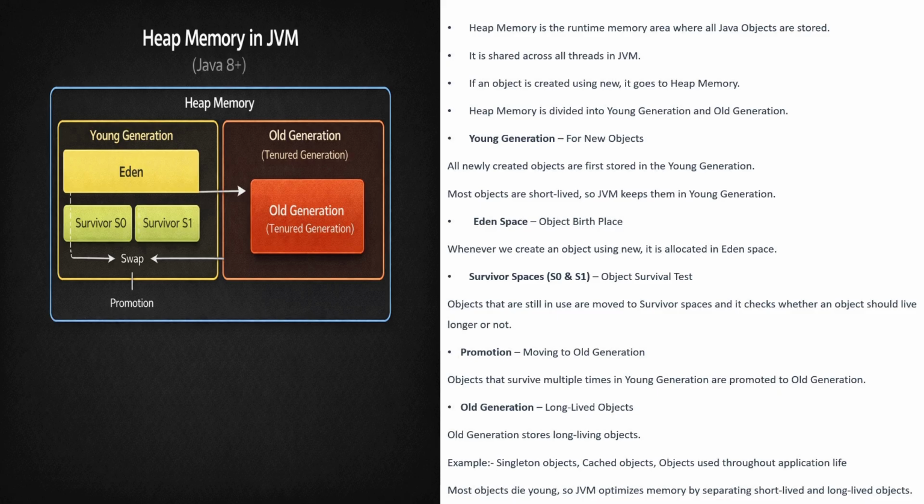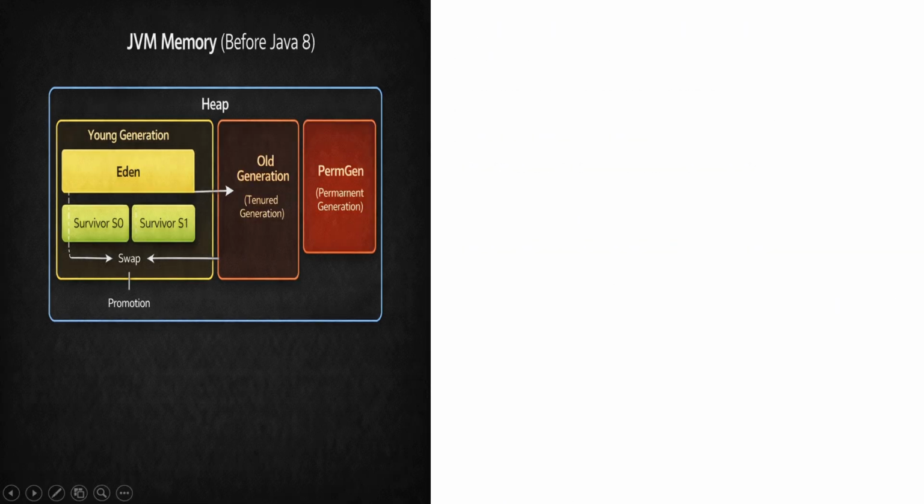Now let's move to the next part, metaspace. Before moving to the metaspace concept, let's see a concept called perm generation, which was introduced before Java 8. The perm generation concept comes inside the heap area. In the heap area we have young generation, old generation, and the third is the perm generation, which we are going to see now. So now let's see what is perm gen.